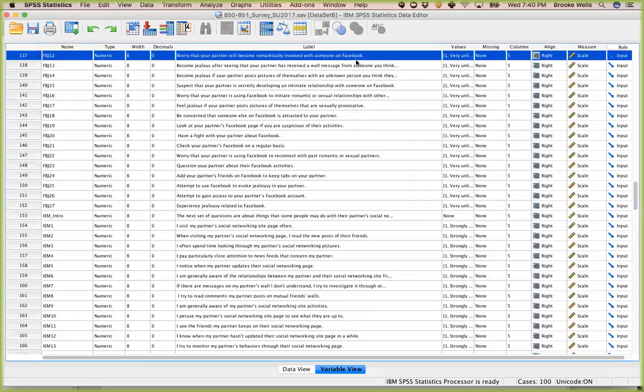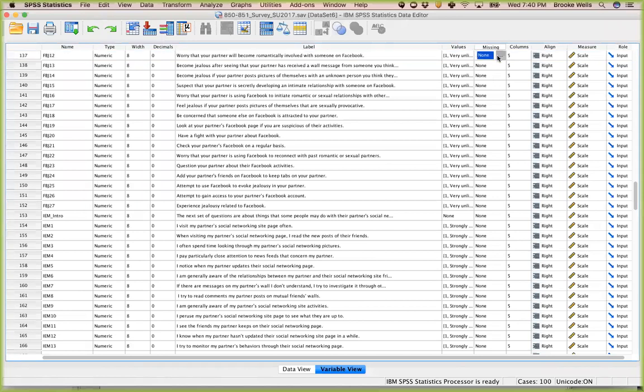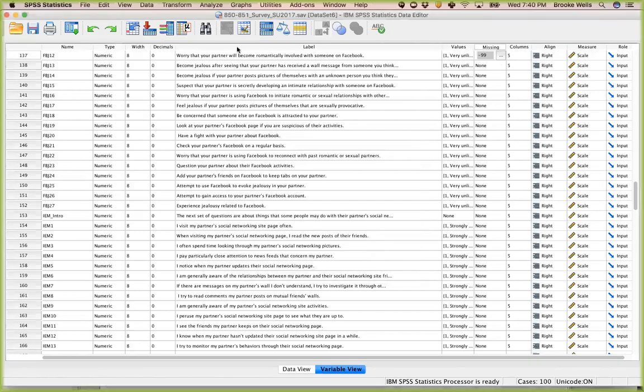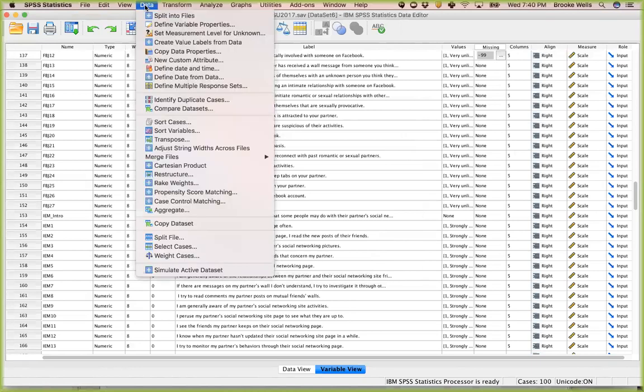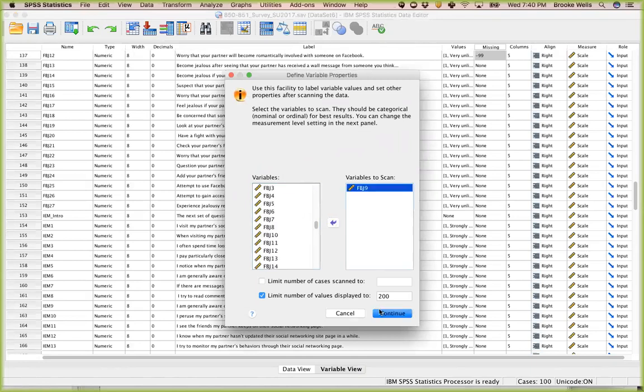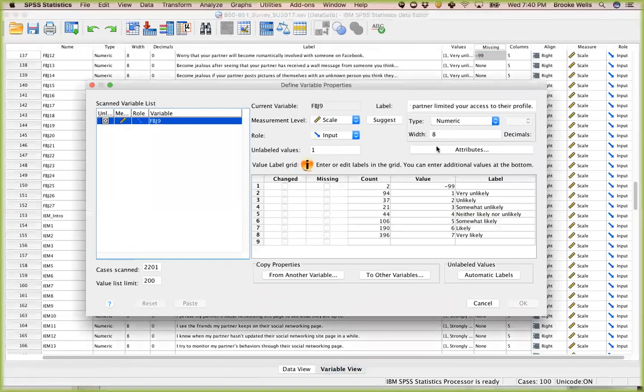So over here in these Facebook items, we want to be able to tell SPSS that -99 is missing. This is how we do that manually, and just go in and say that's what that missing is. You can also just copy and paste that, so a non-syntax way. Or you can go into, I think it's Data, Define Variable Properties, and then whatever this variable is, one of these Facebook variables, we could scan that variable in, and then there's a -99 there, and we can just tell it that -99 is missing.